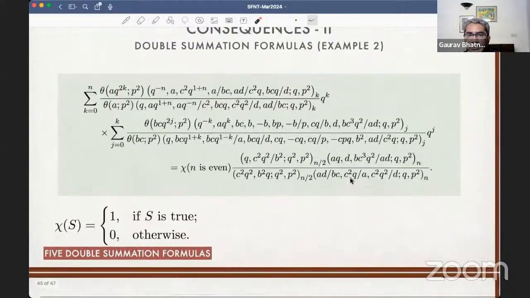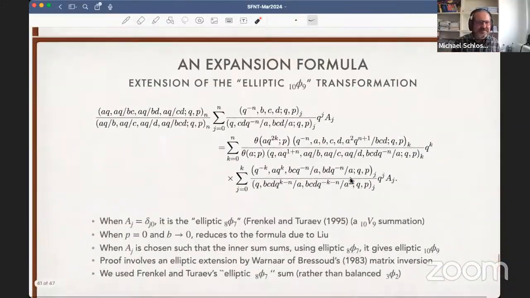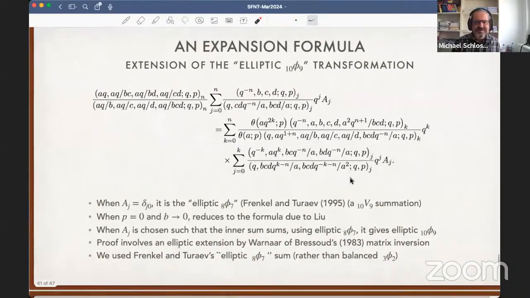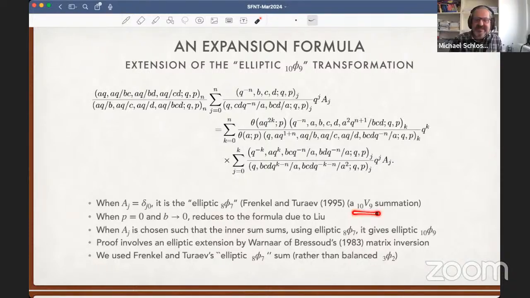So you have a question? Yeah, I have a question, but you had a question too, which I did not completely understand. Did you say how you're proving this identity with the AJ? Did you use the 8v7 or the 10v9 actually? It requires the 10v9.